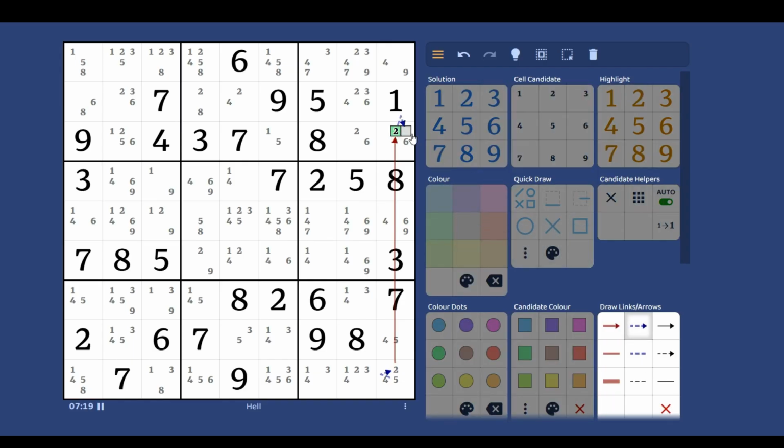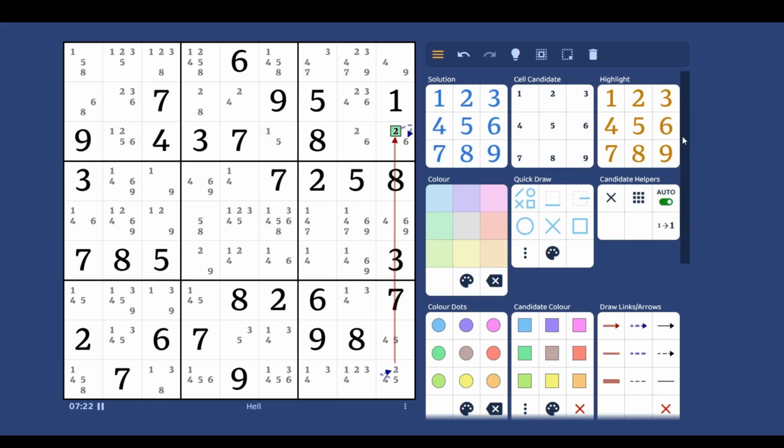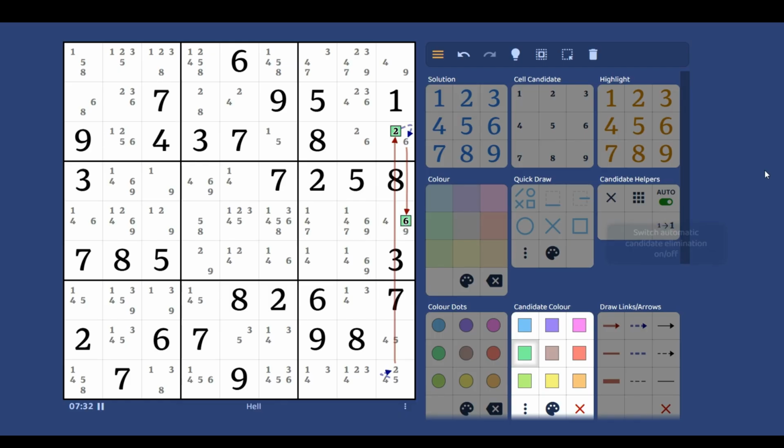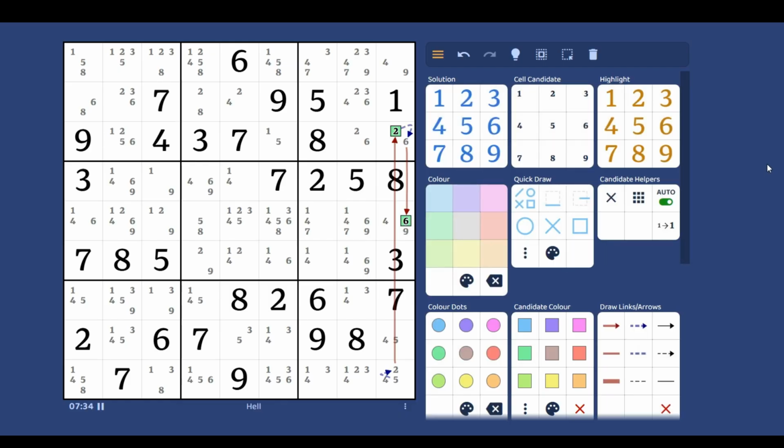So this 2 is weakly linked to this 6. And then we could see the 6 is bilocal in its column. So if this 6 is false, this 6 must be true. Let's go ahead and stop there for now. So we know from our true chain that if this 5 were to be true, both this 2 and this 6 would be true. Okay, now let's look at the other side.